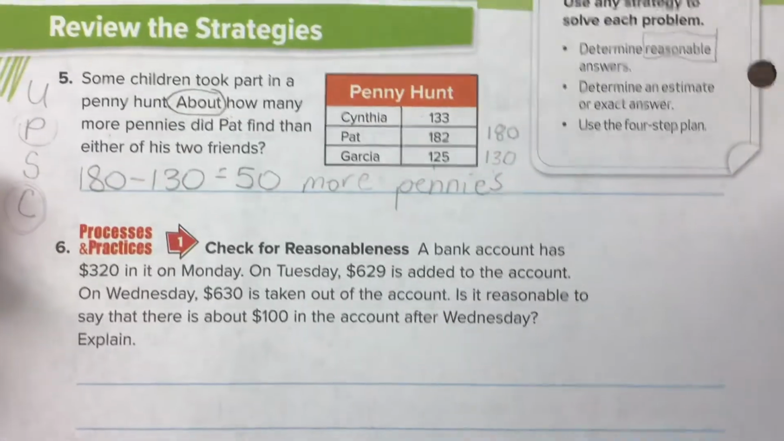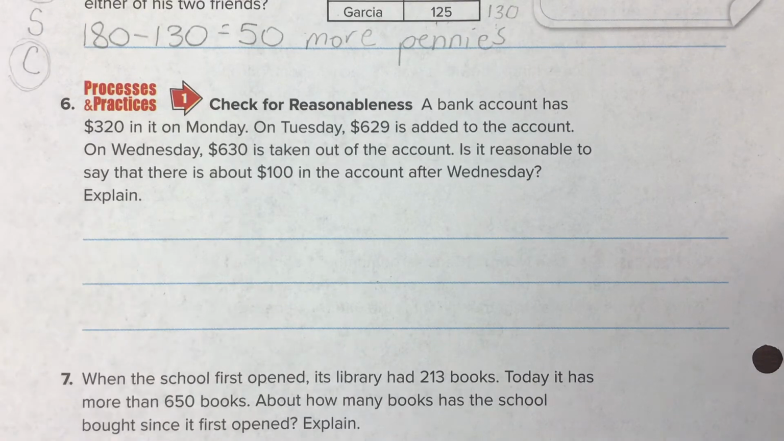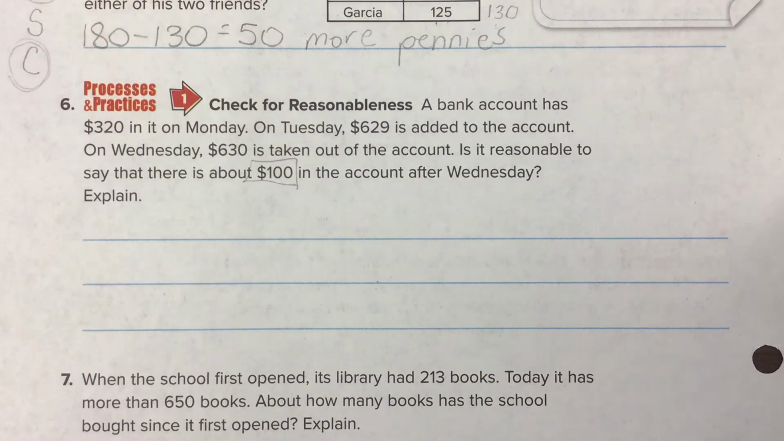Number 6. A bank account has $320 in it on Monday. On Tuesday, $629 is added to the account. On Wednesday, $630 is taken out of the account. Is it reasonable to say that there is about $100 in the account after Wednesday? Explain. So let's see. Is it reasonable to say there's about this much left after Wednesday?